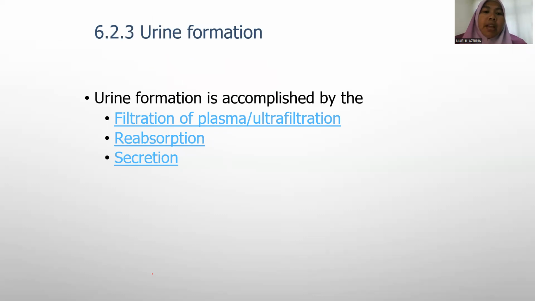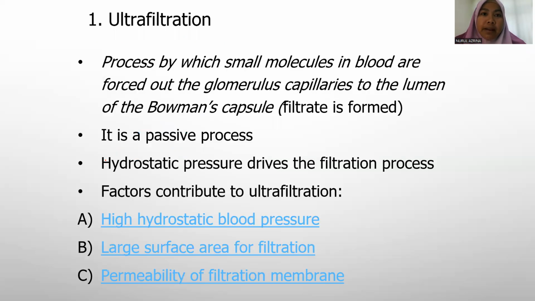Now let's start. The urine formation is accomplished, as we discussed earlier, through these three mechanisms: filtration of plasma, or ultrafiltration; second, reabsorption; and third, secretion. Now let's look at ultrafiltration.